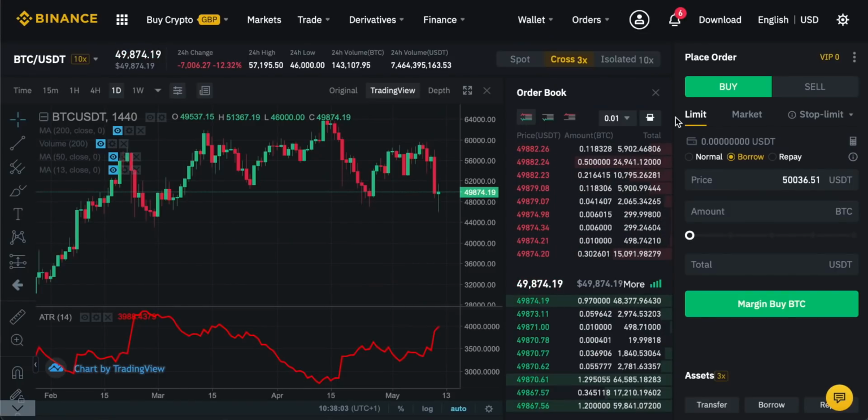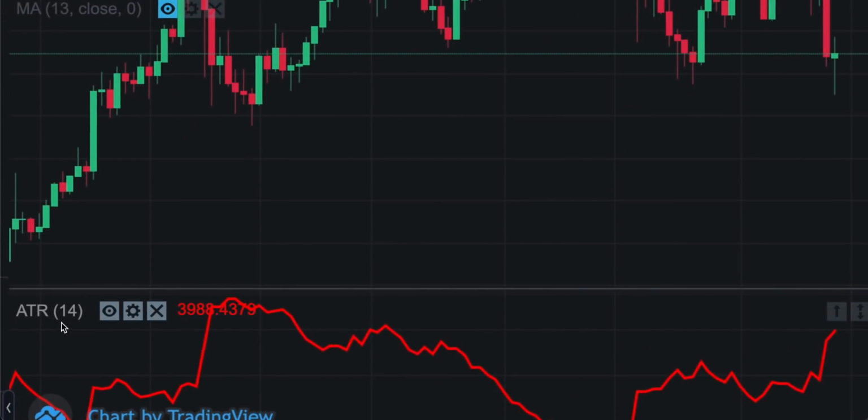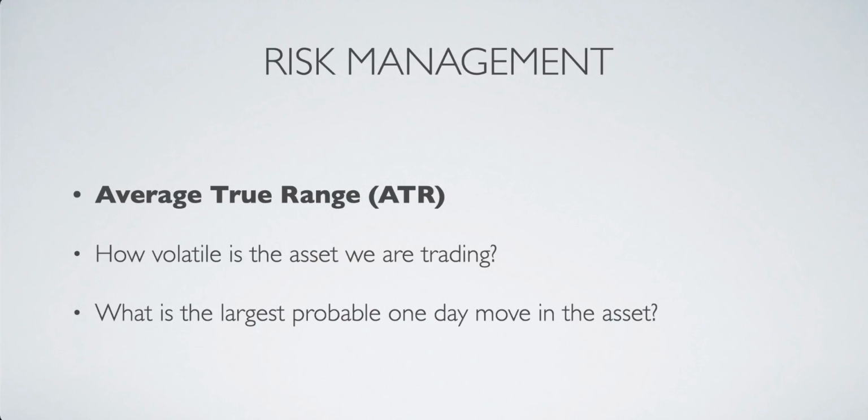When trading on margin or with borrowed funds, a lot of traders will use some simple risk management techniques in their trades. So for example, a lot of traders will actually use something called the ATR to put in stop losses. The ATR is known as the average true range. So I'll just pop this up here. It is a technical indicator that shows us how volatile an asset may be. It will show us a price and that could be the largest probable one-day move in the asset. And a lot of people use this to put their stop loss in place.